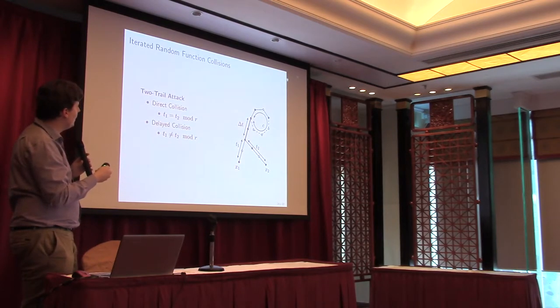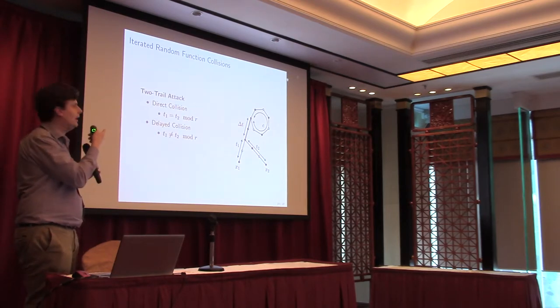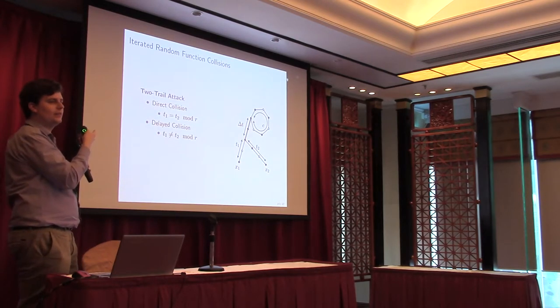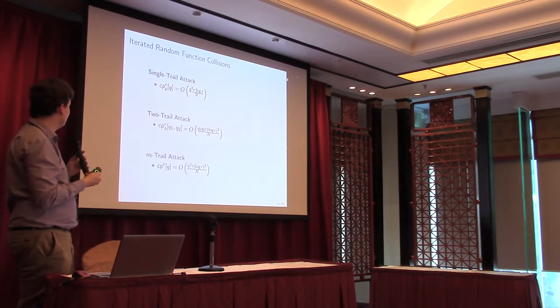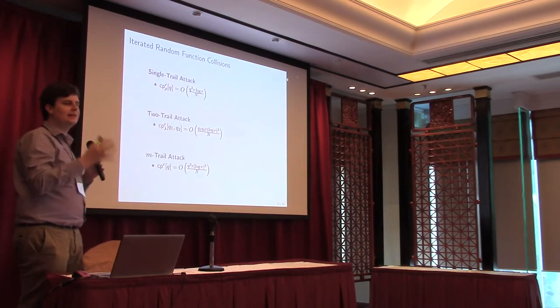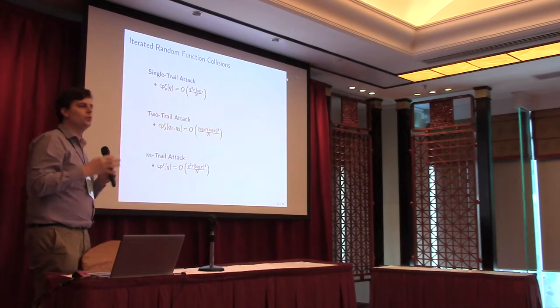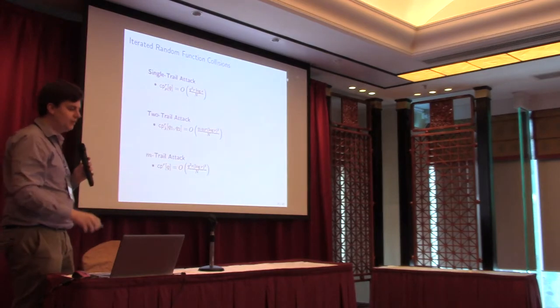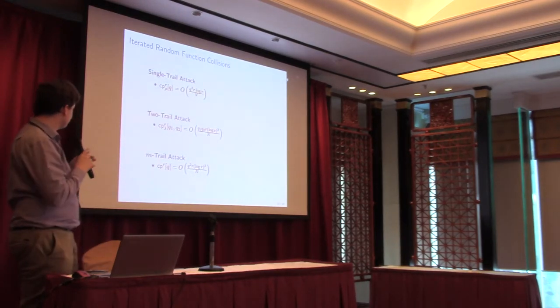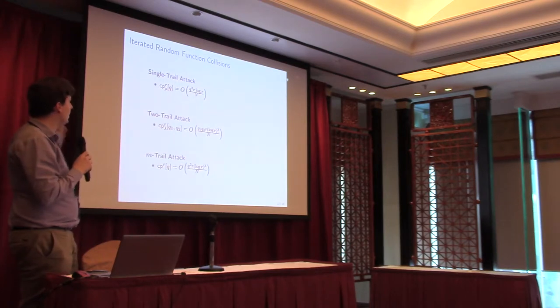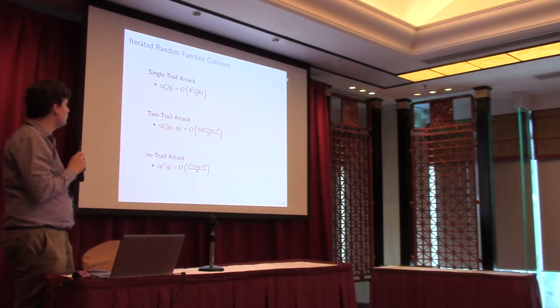If I'm going around the cycle, then at this moment, I will find a collision with the other trail starting from the other point. So these are the types of attacks that we need to calculate bounds on to be used in the final proof. So here you see bounds that we obtained for the single trail attack.